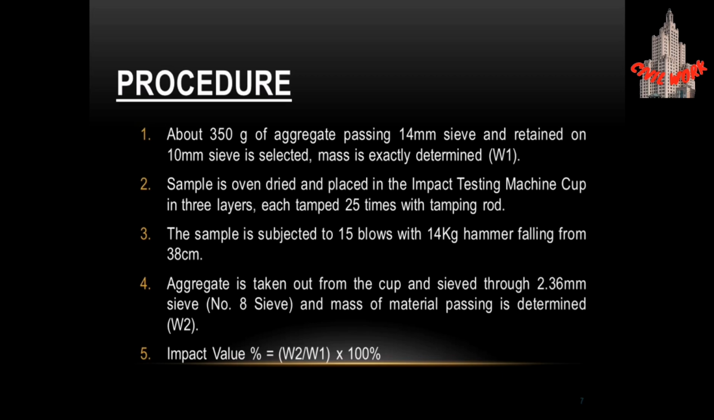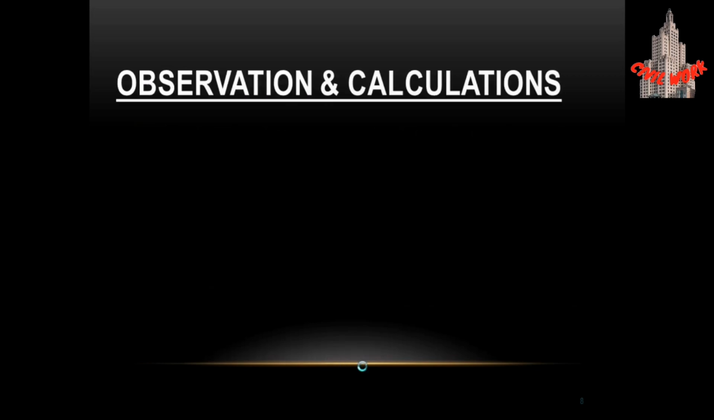Point number 5 is very important. It is a percentage formula which determines the impact value. We have W2 as the mass which passes through sieve number 8 after the blows, or the hammering effect of the hammer on the aggregate, divided by W1, which is the total mass we have taken as a sample, into 100, which gives the percentage.